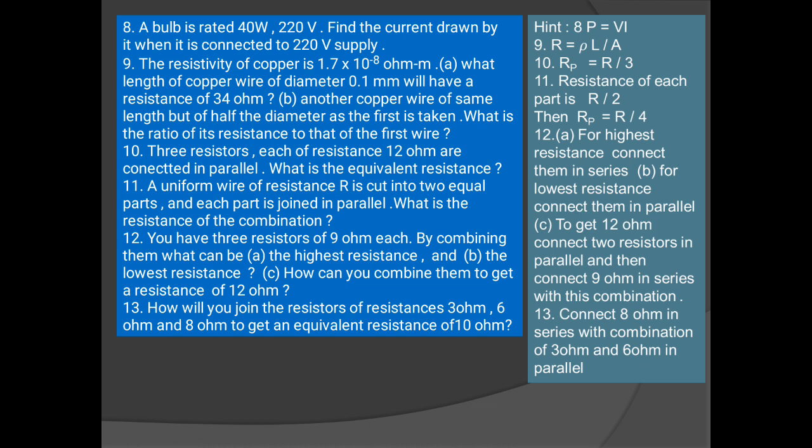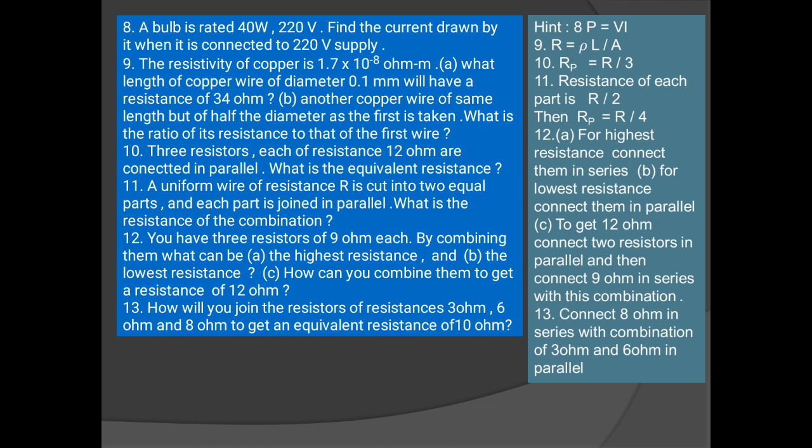So in question number 12, to find the highest value of resistance, connect them in series. In B, for lowest resistance, connect them in parallel. And in C, to get 12 ohm, connect 2 resistors of 9 ohm in parallel and then connect 9 ohm in series with this combination.